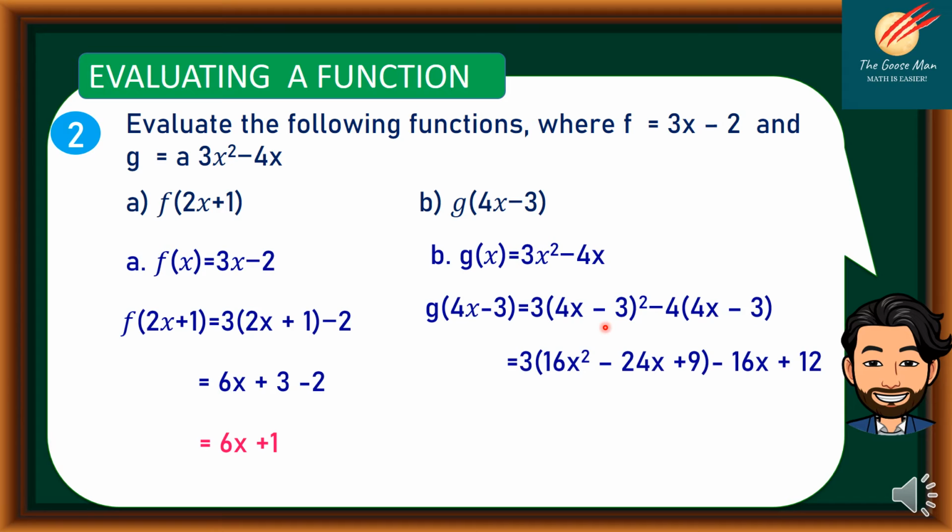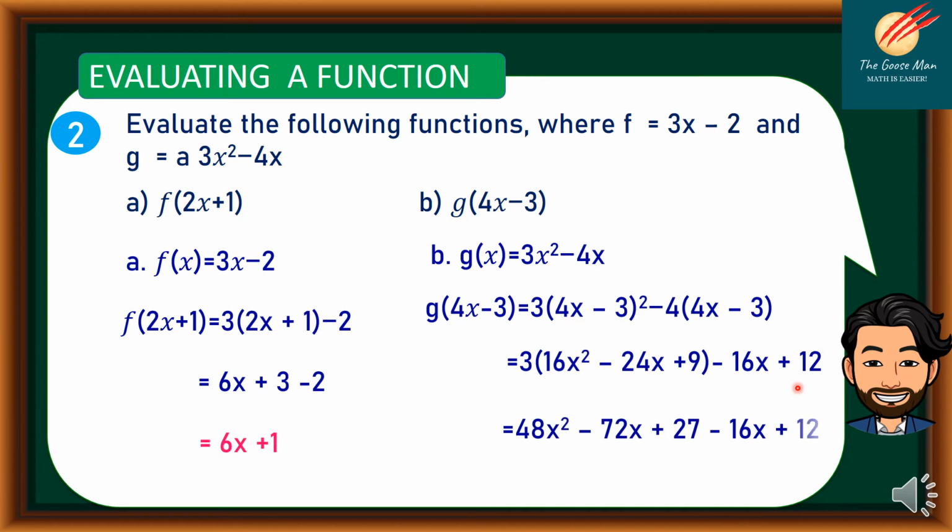Meaning to say, we square 4x, so 4x times 4x, we will have 16x squared. Then multiply these two together, 4x and 3 times 2, will have negative 24x. Then negative 3 times negative 3 will have positive 9. We will distribute 3 later on. Then distribute 4 here. Negative 4 times 4x is negative 16x. Then negative 4 times negative 3 will give us positive 12.